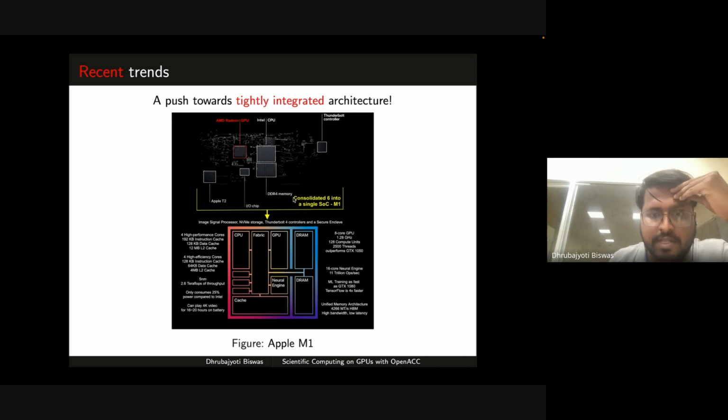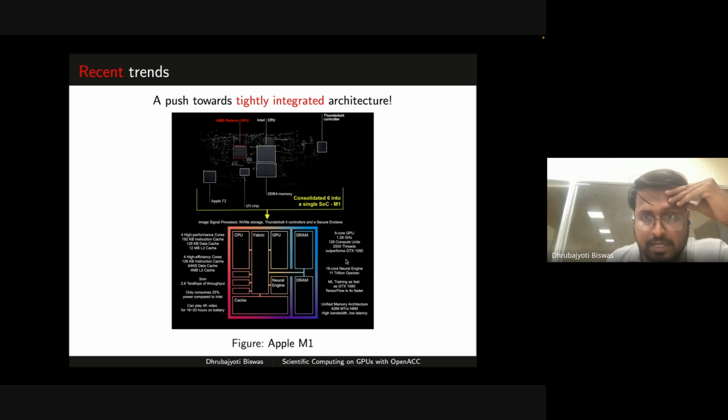Recent trends show that companies are moving towards a very tightly integrated architecture and coming out with SoCs, system on a chip. What is that? That is all that you need from a computer. Let's say a computer is put into a single chip. The diagram shown here is of the Apple M1 chip. I think you must have heard about this. Within a single chip, they have put a CPU, all the memory, the GPU, and a separate neural engine, that NPU I was talking about, and this fabric is the interconnect. There has to be some communication between the CPU and GPU. This fabric, everything is put together in a single chip.